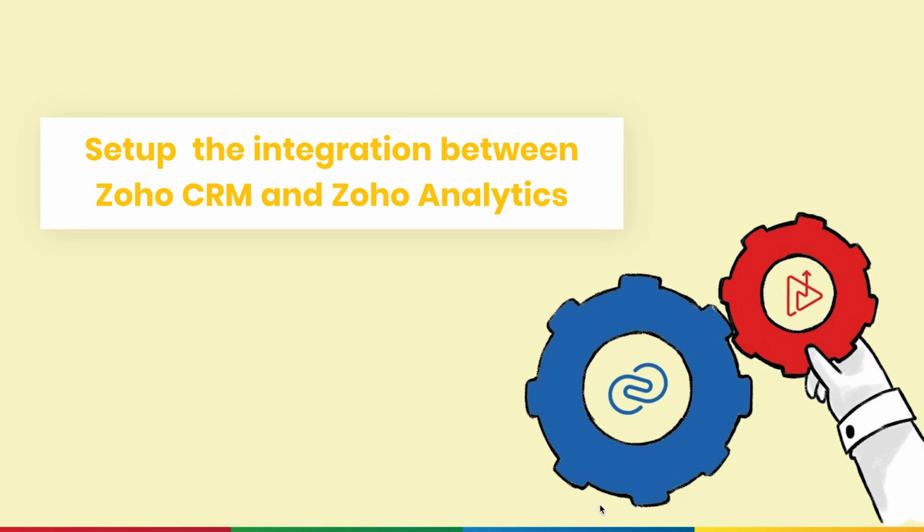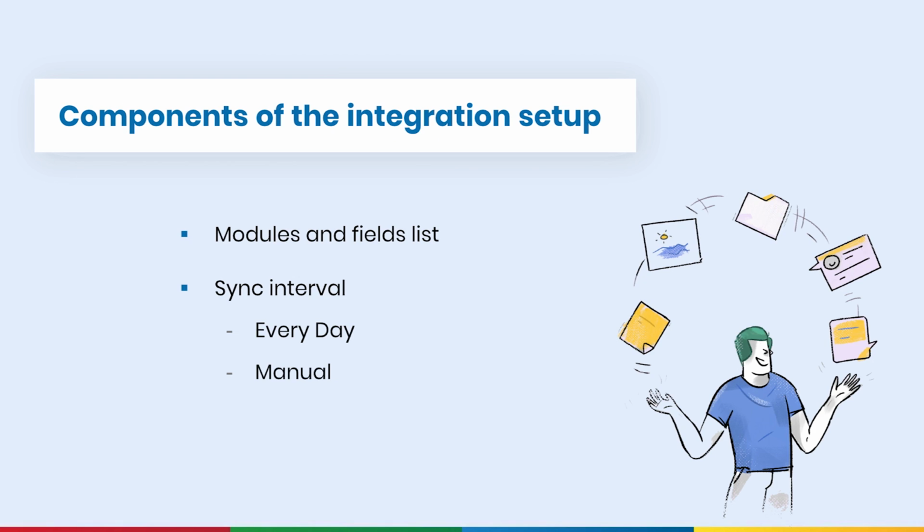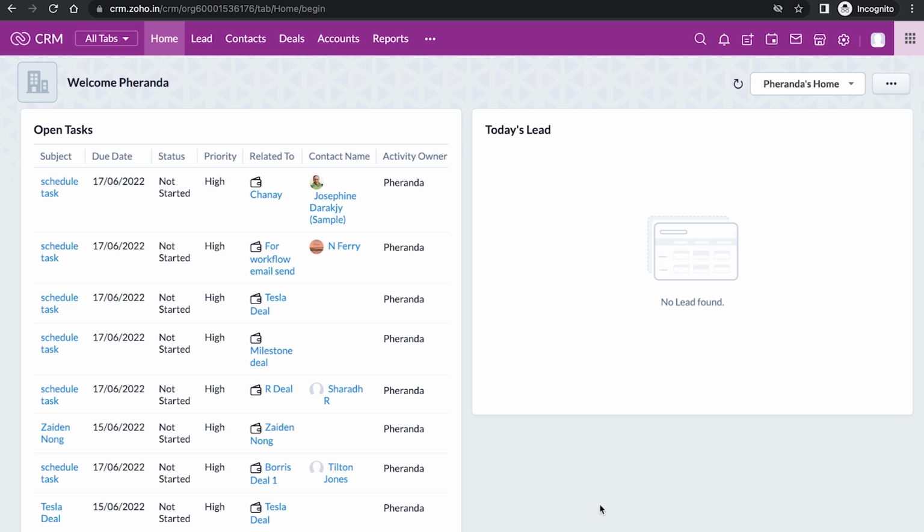Set up the integration between Zoho CRM and Zoho Analytics. The integration between Zoho CRM and Zoho Analytics can be configured from Zoho CRM or Zoho Analytics. We will take a look at both the options now. The main components of the integration setup are the modules and fields list and choosing the sync interval to sync data from the CRM end to analytics. First, we will see how to initiate the integration from Zoho CRM. In Zoho CRM, click the setup, which is the gear icon on the top right.